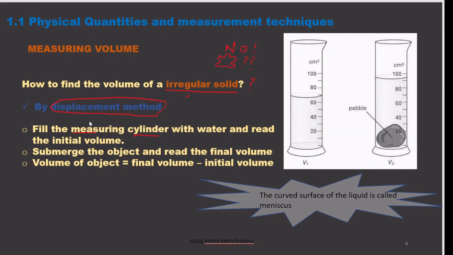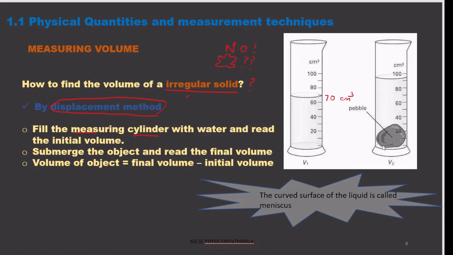Now first, what will I do? I will fill this measuring cylinder with some water and read the initial volume. The initial volume is the volume of water in this particular cylinder. In this case it is 60. It's between 60 and 80, so it is 70 centimeter cube, right? It is 70 centimeter cube.